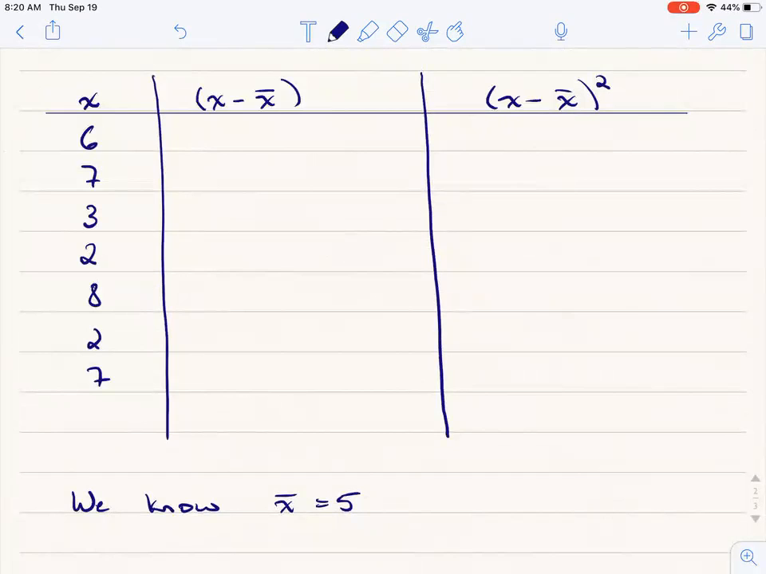So in the first row, we have 6 minus 5 is 1. And then 1 squared is 1. That one I can handle without my calculator. But I do want to get used to working with this calculator, and I don't do math in my head. Okay, the next one, 7 minus 5, is 2 away from 5. And if we square that, we get 2 squared is 4.